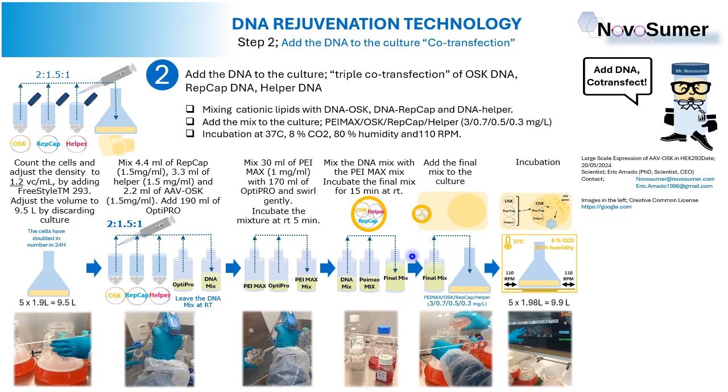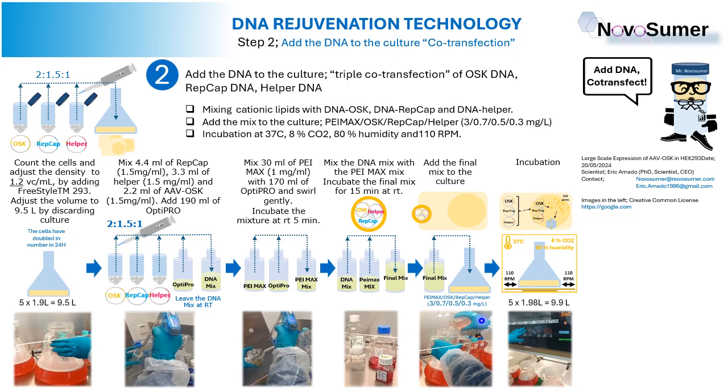What we do is add the final mix. This is the final mix, the DNA plus the detergent. So we add the final mix to the culture. Here you have a picture in which I am adding the final mix to the culture. Once the cells see the mix, they will recognize these spheres that have the detergent outside and the DNA inside. So the membrane of the cell will start engulfing, will start including the detergent with the DNA.